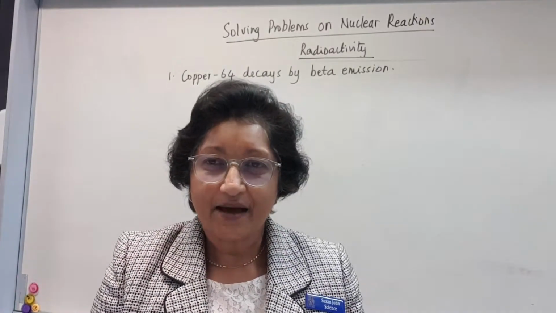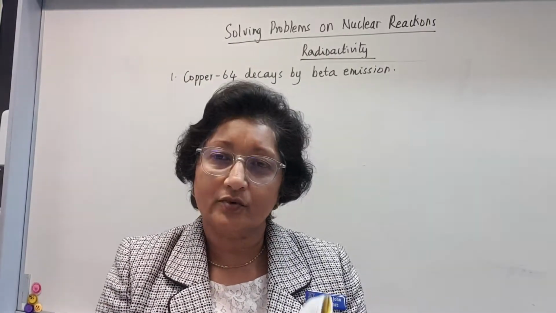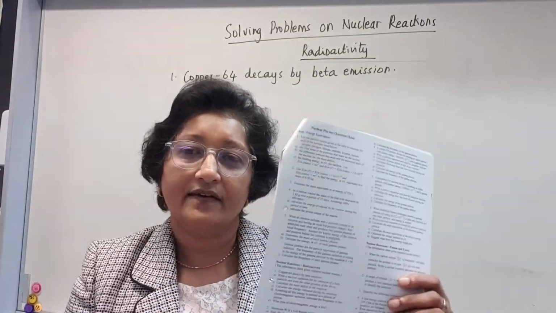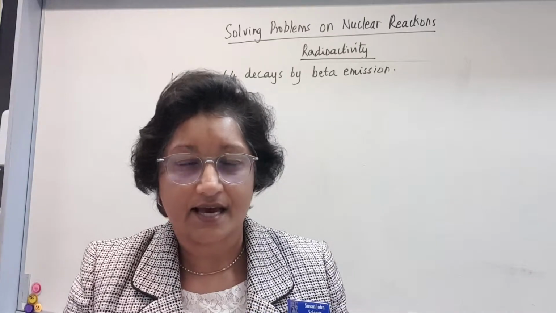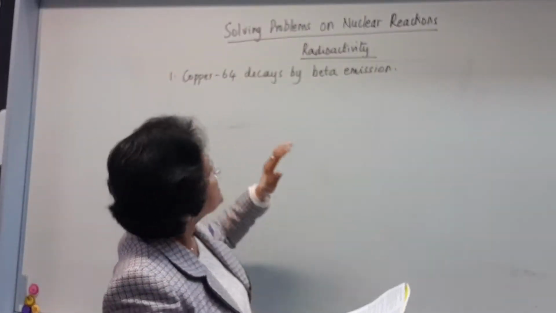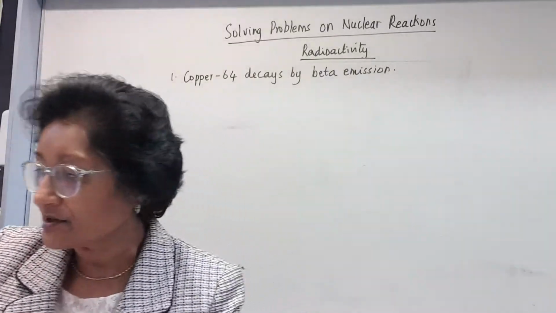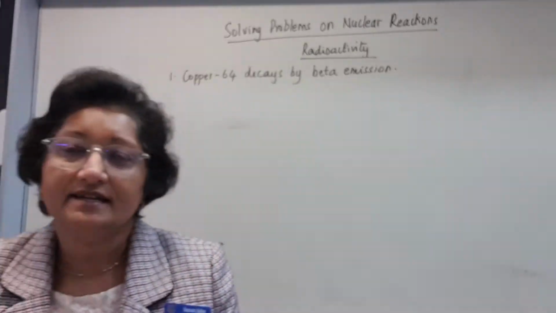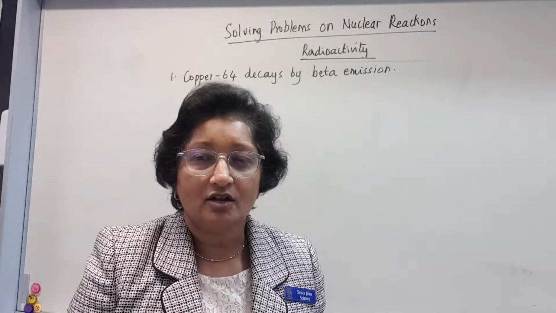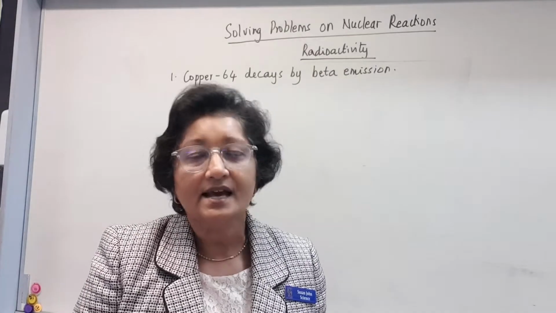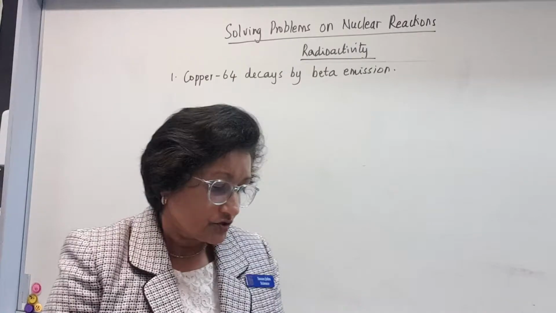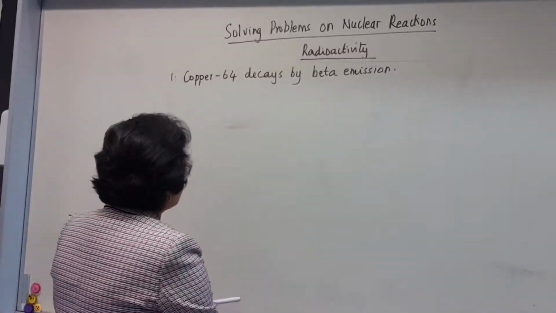Hi everybody, I'm making this little video with an example of how to solve a problem on nuclear reactions. This one is on radioactivity, and I'm just going to do question 1. The question is: copper-64 decays by beta emission. First we have to write a nuclear equation for this, then find the mass deficit and how much energy is released, and then there are a couple more questions after that.